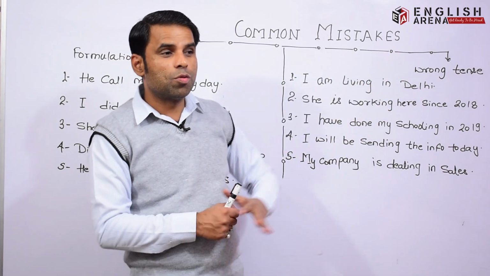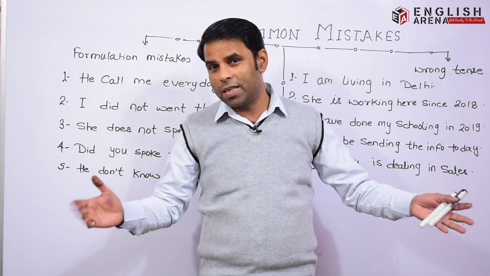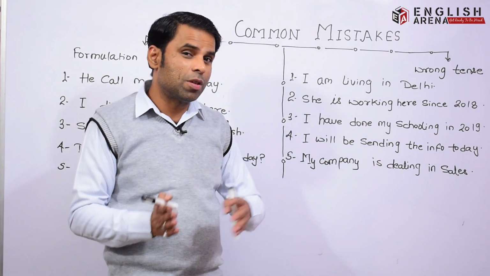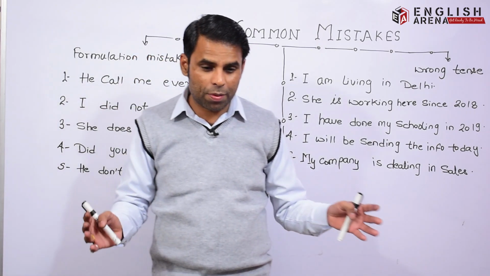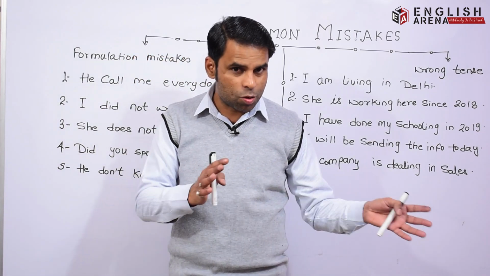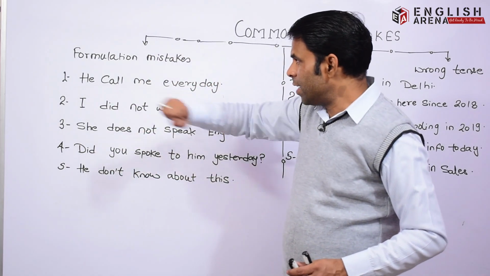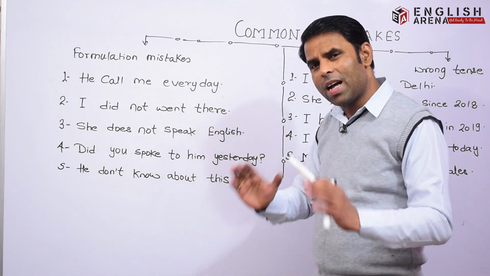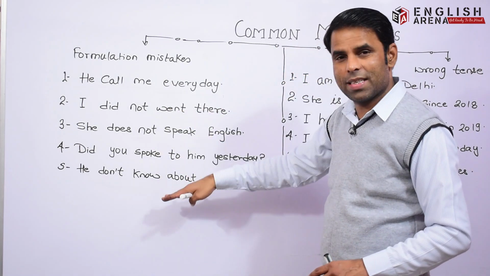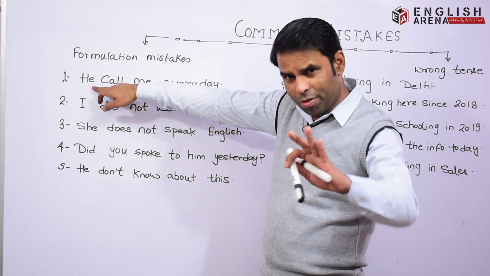The wrong tense means that instead of using present simple, we use present continuous, or instead of using past simple, we use present perfect tense. Basically what happens is we swap the tenses. Okay, so let's start. Before we proceed with this video, can I just ask you to read out the sentences which are written here? Let me read them for you.